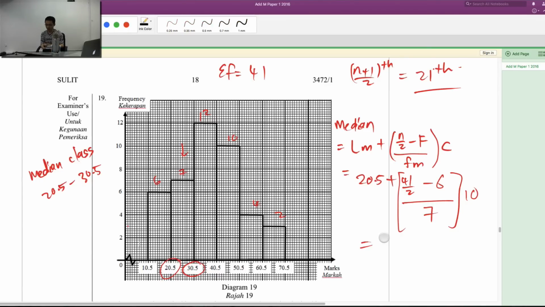So, yeah, I will solve the thing inside the bracket first. 41 divided by 2, and then minus 6, and then divide by 7. And then multiply by 10. And then plus 20.5. So you will get the answer should be 41 divided by 2 minus 6, divided by 7, multiply 10, plus 20.5. I get 40 something. That is wrong. It shouldn't be.